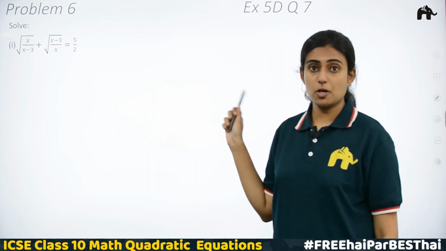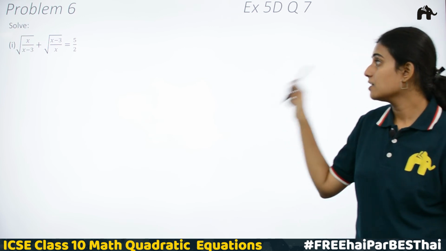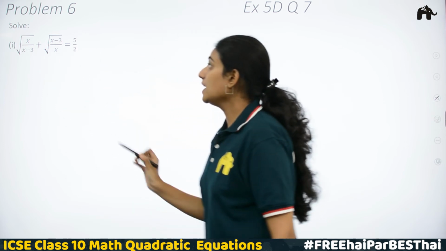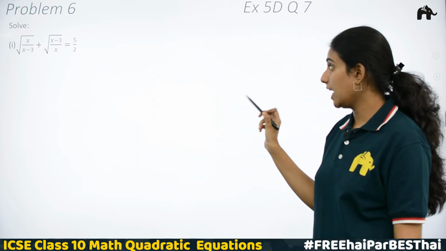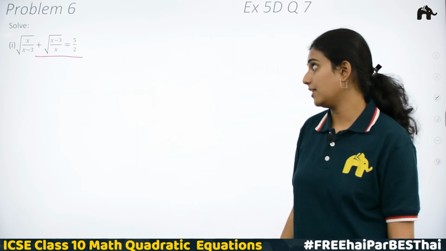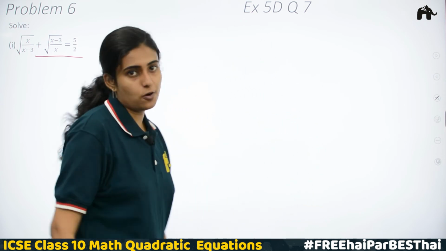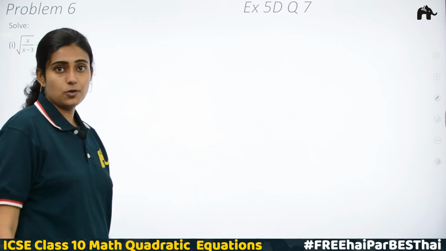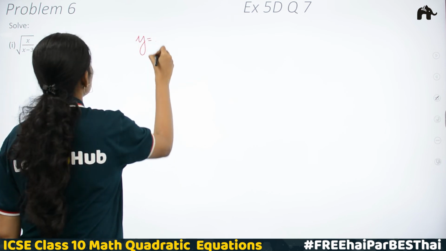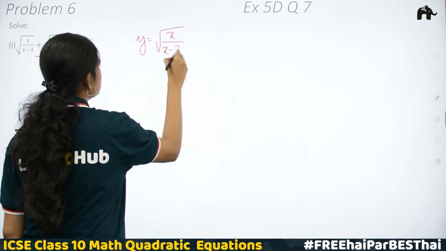Next problem, problem 6. Question number 7 of exercise 5D. Solve root of x by x minus 3 plus root of x minus 3 by x is equal to 5 by 2. We have an equation given. We need to reduce this to a quadratic form first to find the value of x. Let us substitute y is equal to root of x by x minus 3.